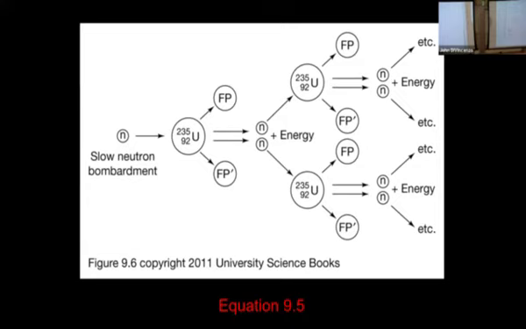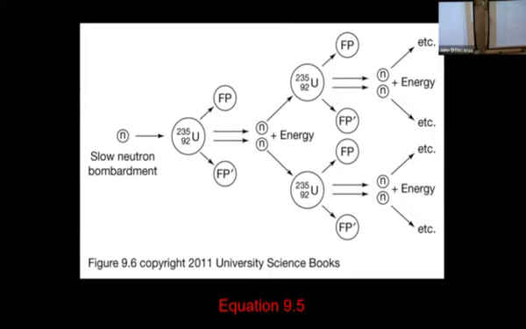Barium-140. I don't even know if that's barium-140. Barium's atomic number is what? 56? 56. And let's say it produces 2 neutrons. What's the other daughter? And you should be able to figure this out.